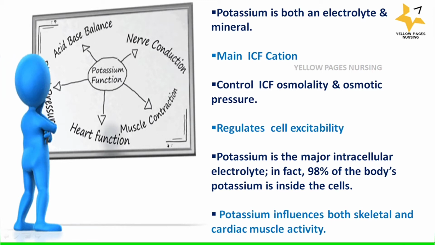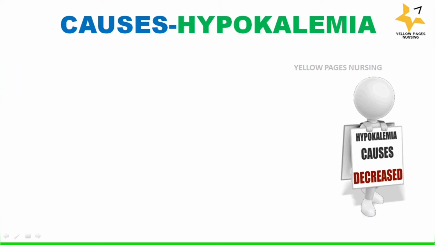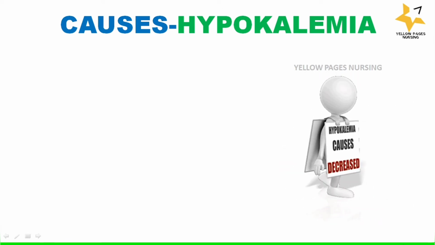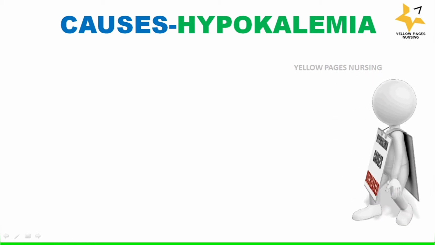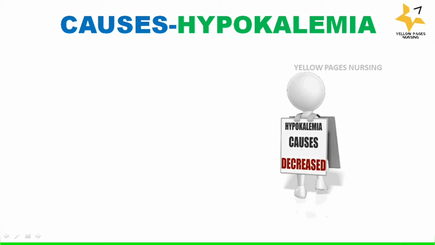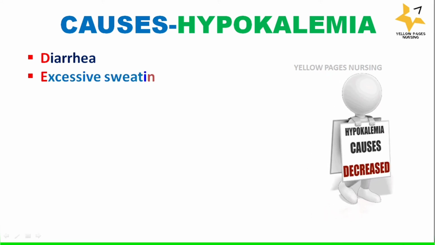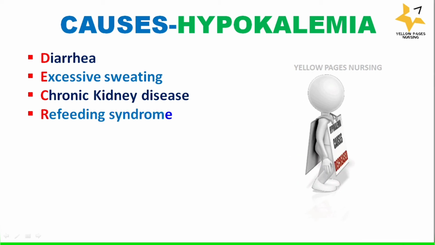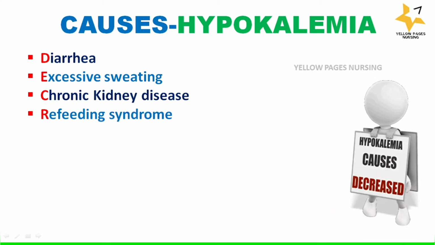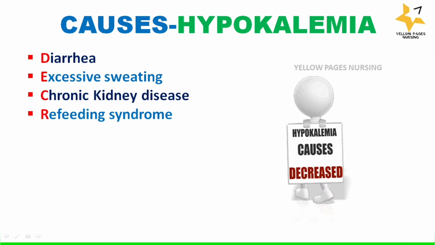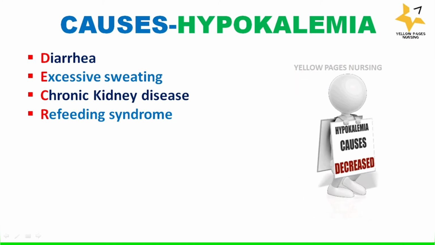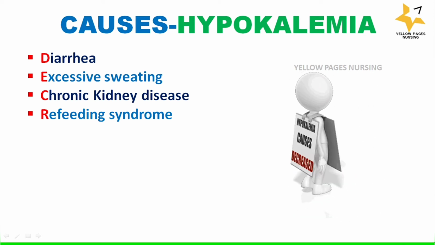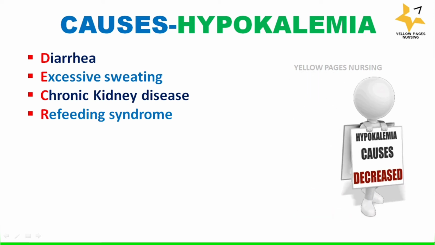Now, let's discuss the causes of hypokalemia. For easy remembrance, the causes have been categorized under the mnemonic DECREASED, and it goes like diarrhea, excessive sweating, chronic kidney disease, refeeding syndrome. What is refeeding syndrome? It can be defined as potentially fatal shifts of fluids and electrolytes that may occur in malnourished patients who are receiving artificial feeding.